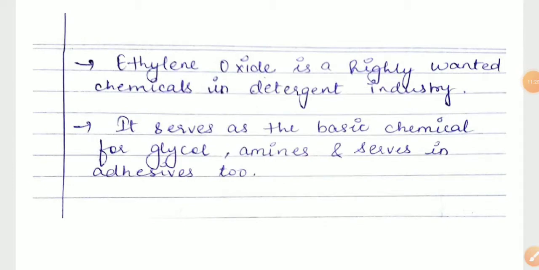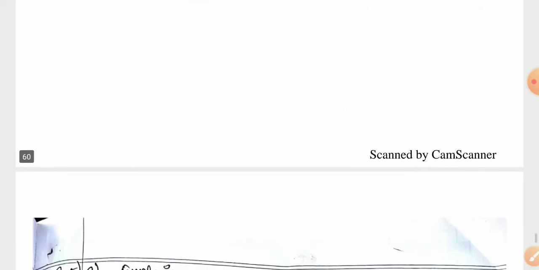Ethylene oxide is a highly wanted chemical in the detergent industries. It is dissolved in a basic chemical reaction with amines.